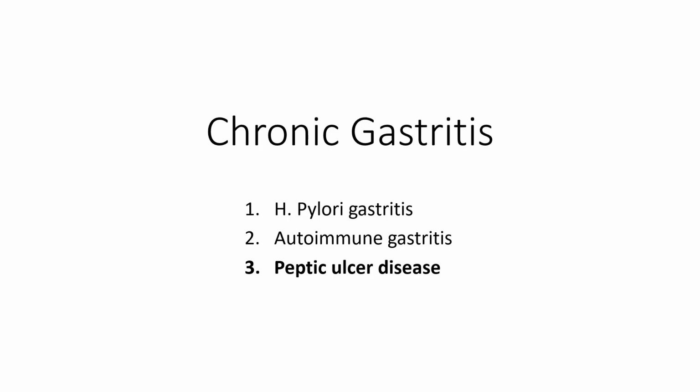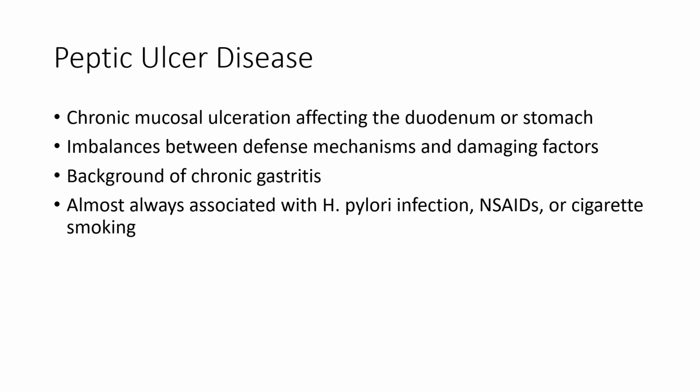Now we will discuss peptic ulcer disease, which is a complication of chronic gastritis. An ulcer, as we discussed earlier, refers to a breach in the mucosa that extends deeply into the submucosa or even deeper. Peptic ulcer disease refers to chronic mucosal ulceration, as opposed to acute ulceration, which we discussed earlier in the lecture.